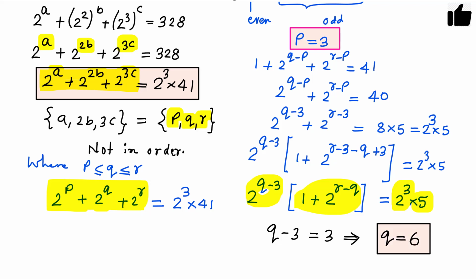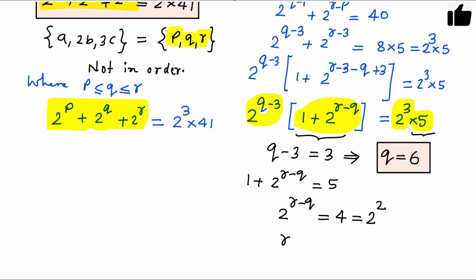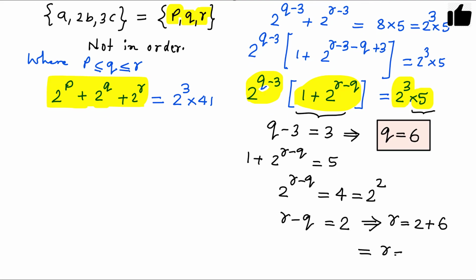Similarly, I can find the solution for r minus q. So this term will be equal to 5. So this is 1 plus 2 raised to the power r minus q is equal to 5. And 1 goes that side, so 2 raised to the power r minus q is equal to 4, which is equal to 2 raised to the power 2. So from here I can say r minus q is equal to 2, but q is known and q is 6. So r is equal to 2 plus q, and q is 6. So this means r is equal to 8. So we have found p, q, r.